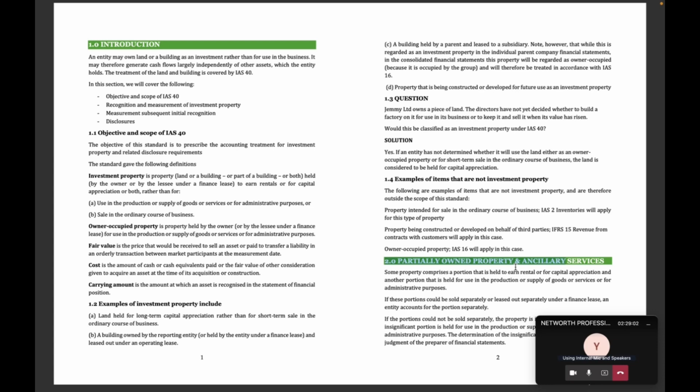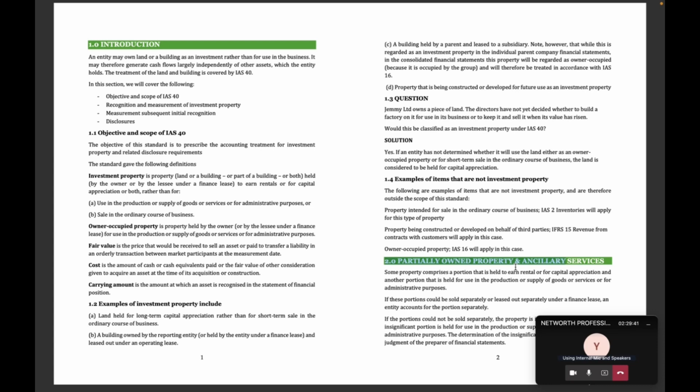If you can sell them separately, then the portion you are using will be PPE in your books. The portion you're letting out will be investment property in your books. But if you cannot sell them separately, then we need to consider the significance of use. If the portion that you are using for admin is the portion that is significant, then the entire building will be seen as PPE. If the portion you are letting out is the portion that is significant, then the entire building is going to be seen as investment property.